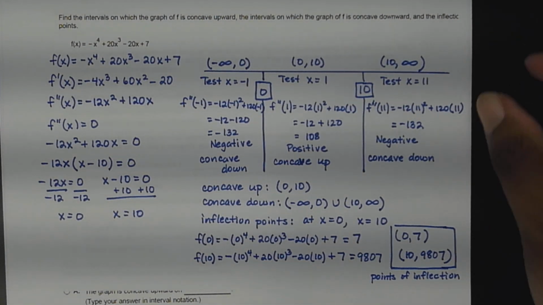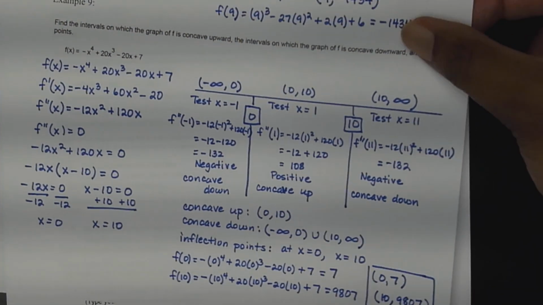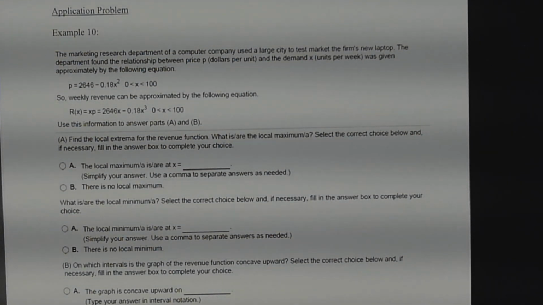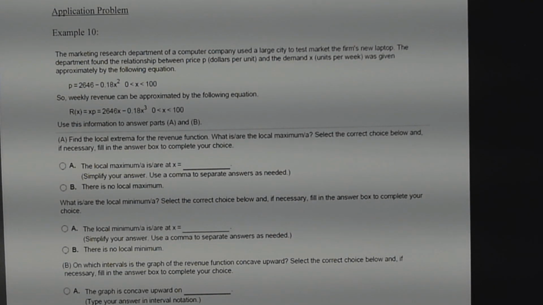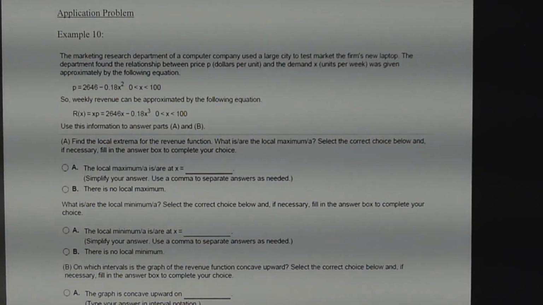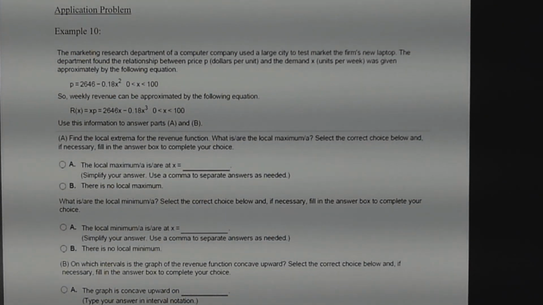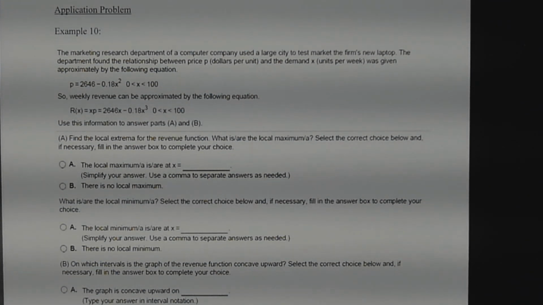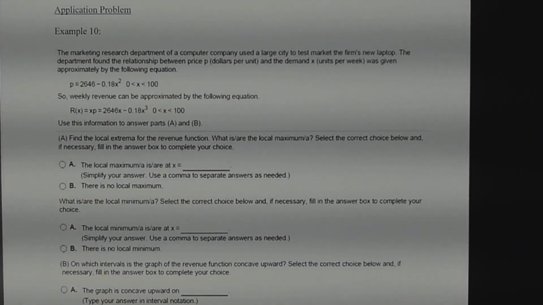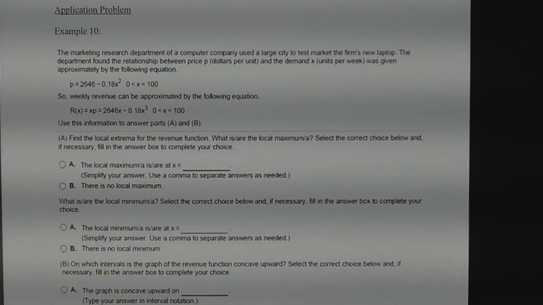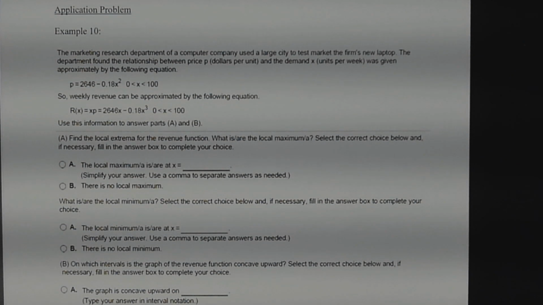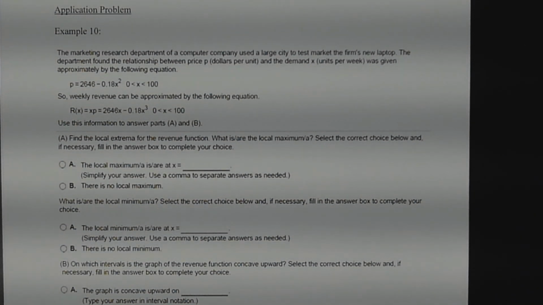All right. And finally, example 10. This is an application problem dealing with the second derivative in their graphs. The marketing research department of a computer company used a large city to test market the firm's new laptop. The department found the relationship between price, which is P, dollars per unit, and the demand, X, units per week, was given approximately by the following equation.